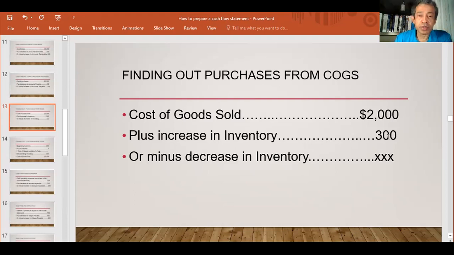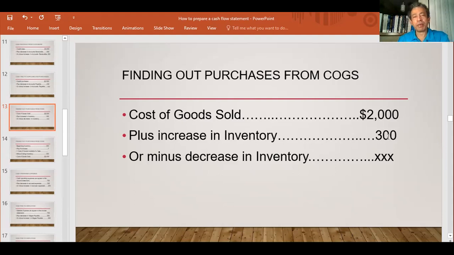Like in this case, our sales were $3,000, but our cost of goods sold I assumed to be $2,000. So let's say my cost of goods sold were $2,000, and then plus increase in inventory here. Do not add decrease. For this formula, add increase in inventory or minus decrease in it. So why is inventory increase added? Inventory increase is added because it shows that my purchases are more than my cost of goods sold.